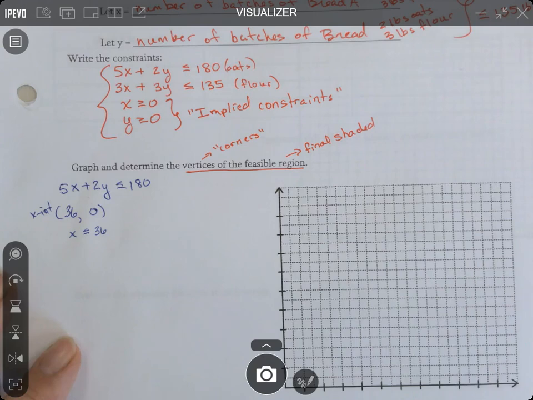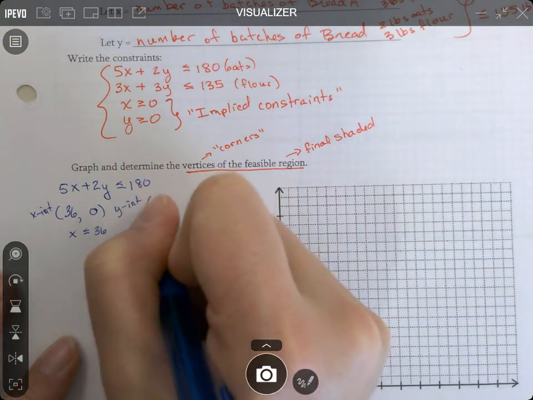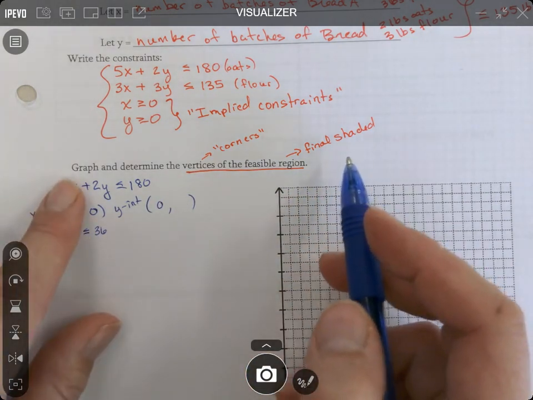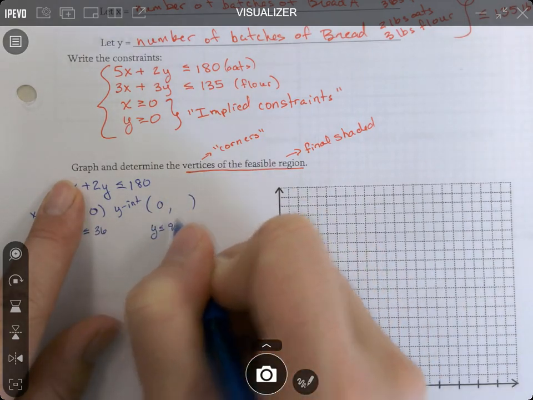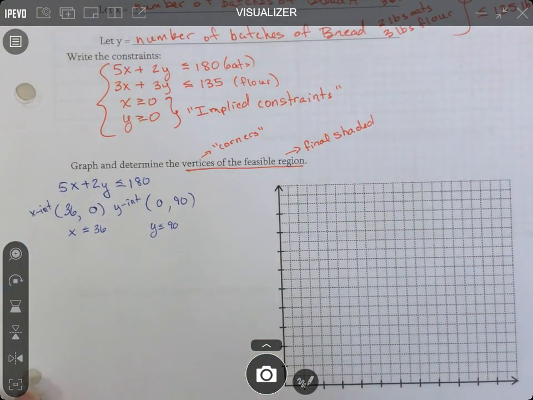Or you could do y equals mx plus b. The y-intercept for this problem, we know that the x value is 0. If you put 0 in here, it would wipe it out. Divide both sides by 2. I get y is less than or equal to 90. So you don't have to use x and y intercepts. I'm going to. Before I start graphing it, I want to figure out what the other intercepts are.